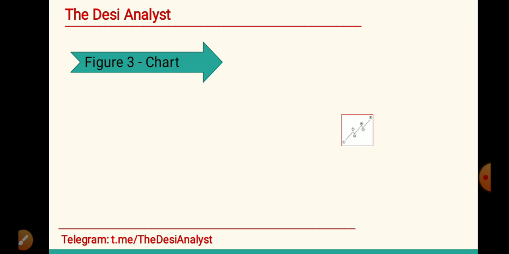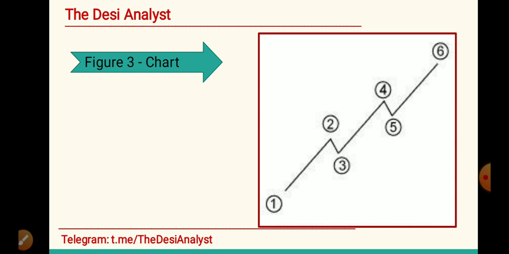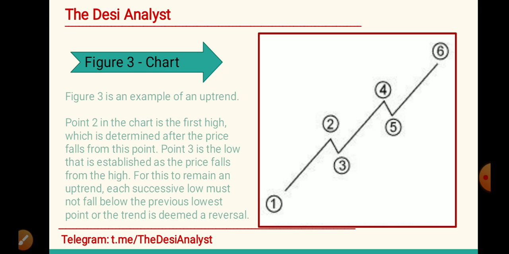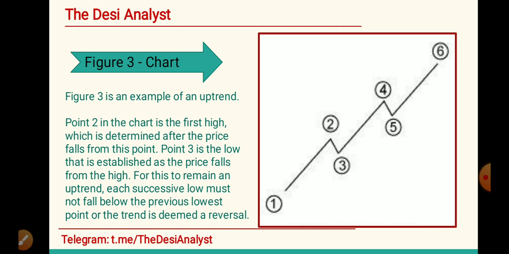Figure 3. Figure 3 is an example of an uptrend. Point 2 in the chart is the first high, which is determined after the price falls from this point. Point 3 is the low that is established as the price falls from the high. For this to remain an uptrend, each successive low must not fall below the previous lowest point, or the trend is deemed a reversal.